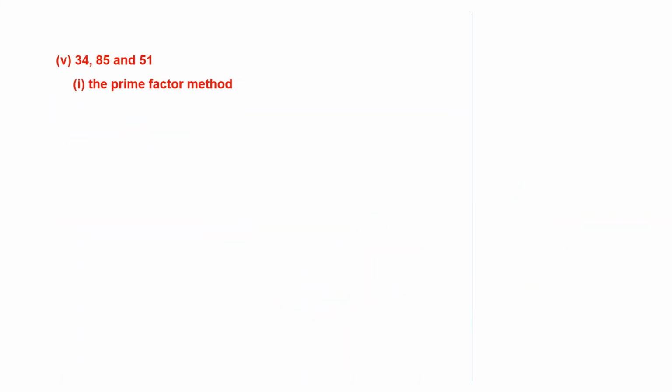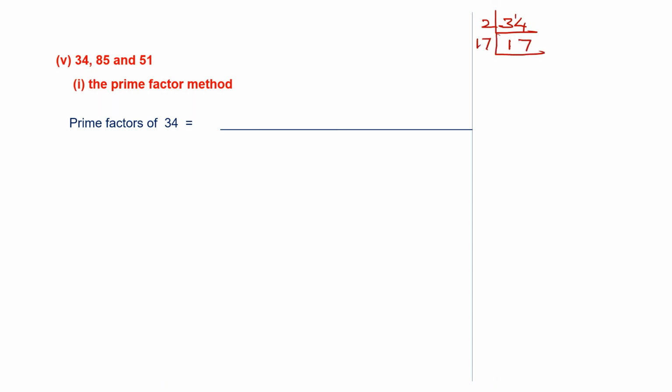Next question, we have to find the LCM of 34, 85 and 51 first by the prime factor method. So let's start that. The prime factors of 34. So let's first find the prime factors of 34 starting with 2. 2 ones are 2, then there's 1 remaining 14, 2 sevens are 14. Now this can be divided only by 17 and 17 is a prime number. So 17 ones are 17.